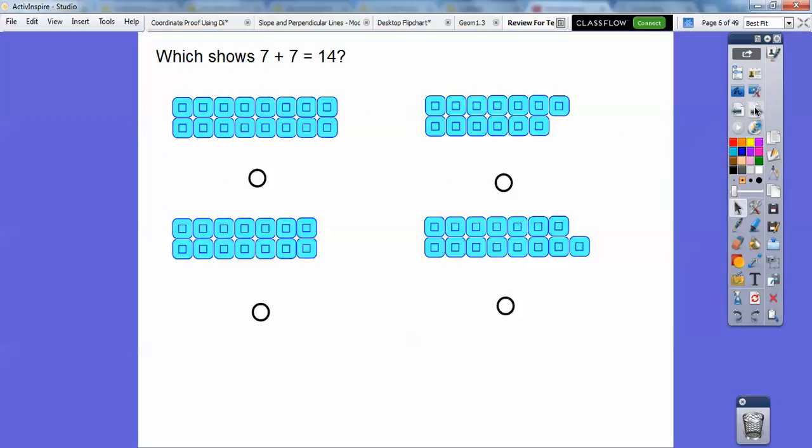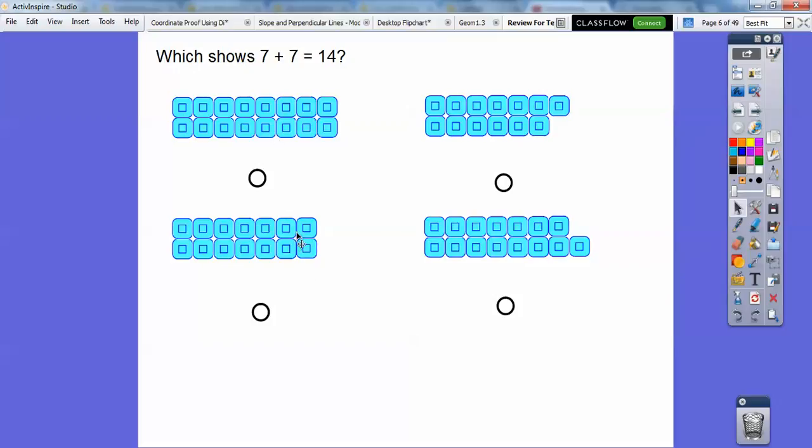So which shows 7 plus 7 equals 14. Remember, this is an even number. Even numbers are when you add two of the same number together, it'll always give us an even number. So 7 plus 7. Even numbers don't have an extra cube left over. See, this one has an extra cube left over, so this one's odd. This one also has an extra cube left over, so this one's odd. So I know it's not this one or this one. It's either this one or this one.